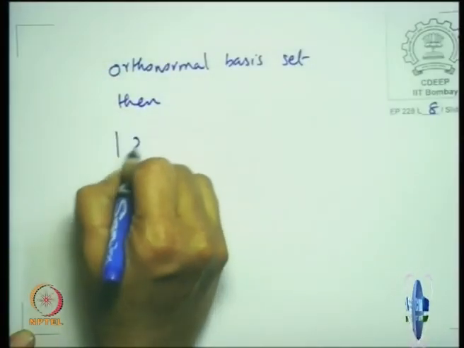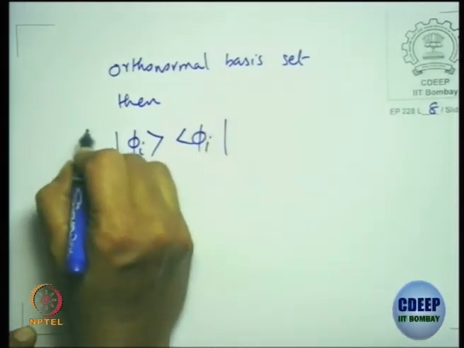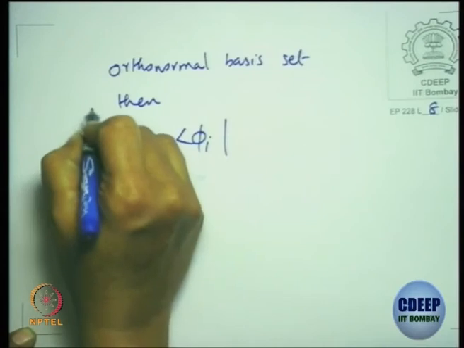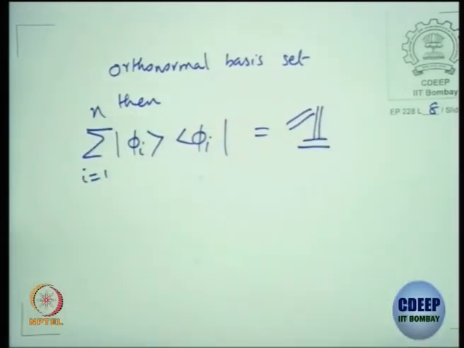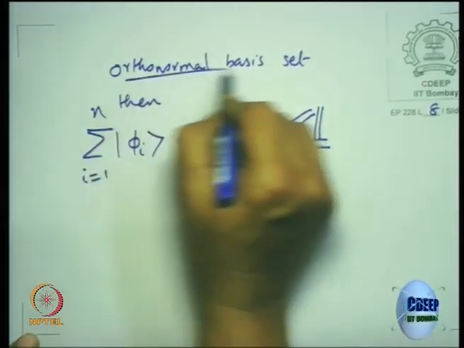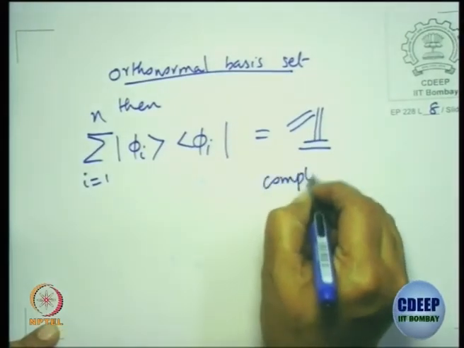So if I say orthonormal basis set, then the summation of |phi i><phi i| over i from 1 to n has to be an identity operator. If I call this by definition a basis set, then this has to be satisfied. This is called the completeness condition.